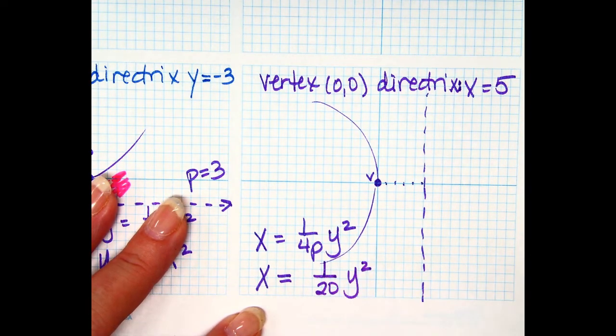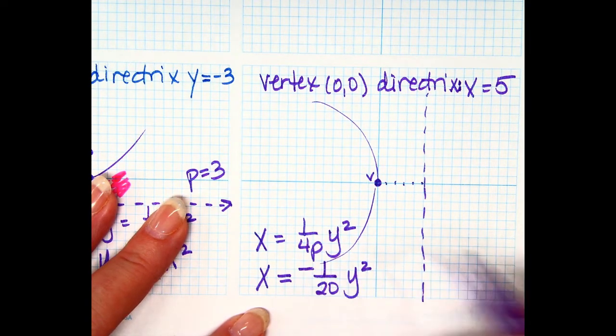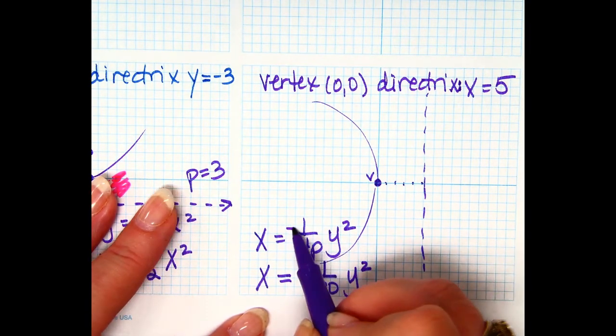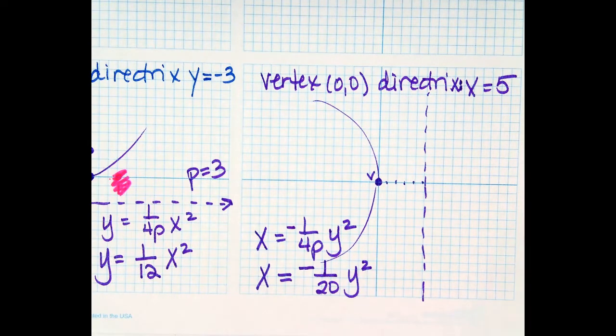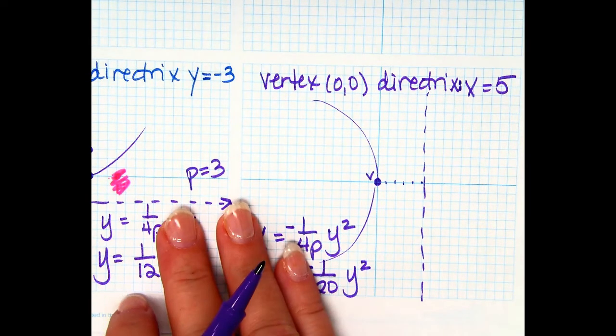What am I missing? Which way does this open? Left. If it opens left, you're right. I have to have a negative right there, right? Probably should have written it right there as well. Okay? How are you feeling about this? Okay so far? Good.